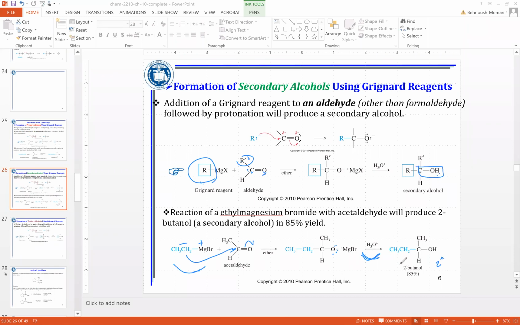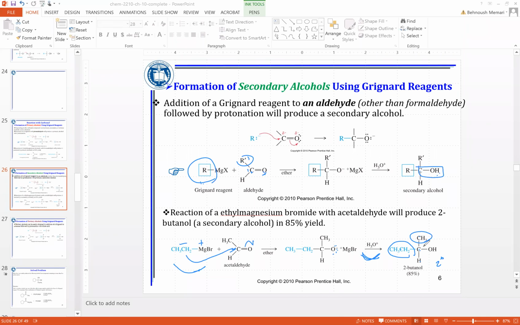And why is it a secondary alcohol? Because the carbon that used to be the C=O now is the C-OH. This carbon used to carry one alkyl group from the aldehyde, and is gaining an alkyl group from the Grignard. So if the carbon is attached to two alkyl groups and one hydrogen, it is a secondary carbon, and the OH attached to a secondary carbon is called a secondary alcohol.